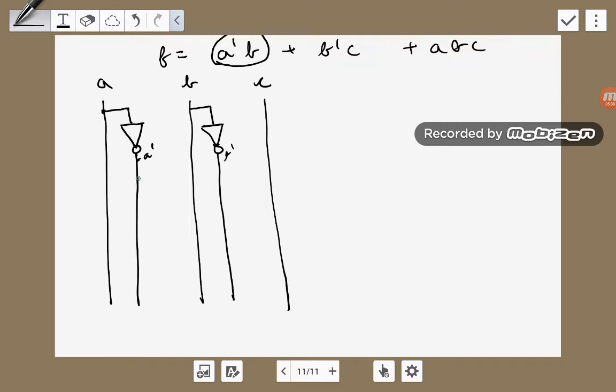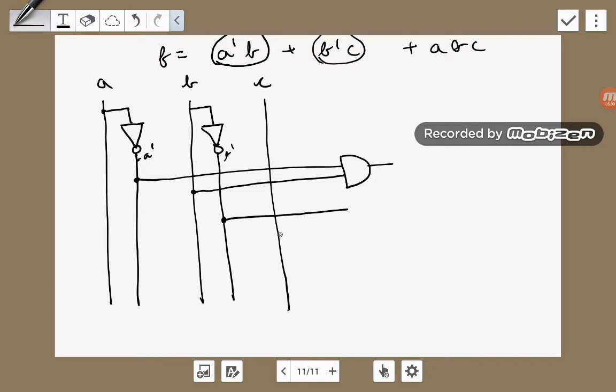So the first element of this equation is A naught B. This time I won't take from A, I'll take from A naught and B, and simply AND them. Okay, the first one is done. Let's pick up the second one, that's B naught C. Picking up B naught and simply C, the second element is ready as well.